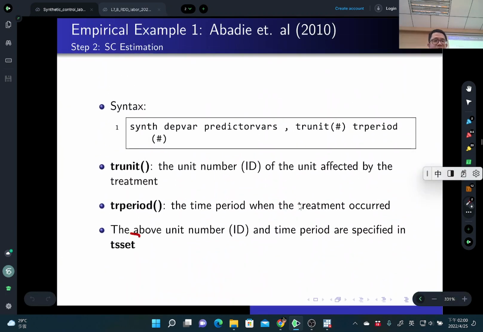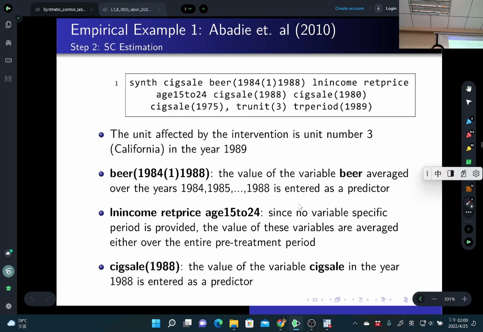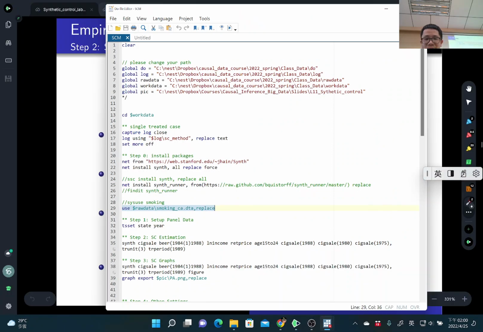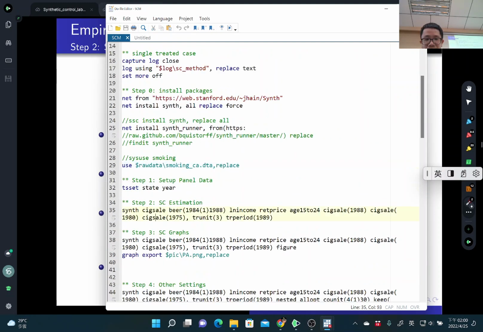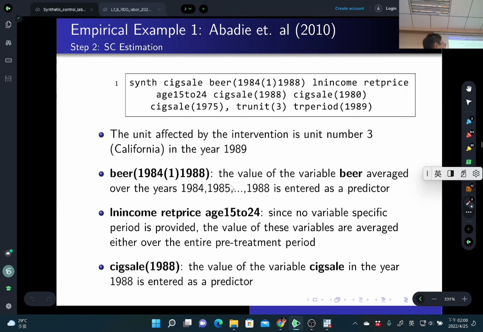That's why you need to use tsset to declare this is panel data. Then Stata will know to use the information in the variable state to identify units, and the variable year for the information on the time period. That is an example you can find in the do file. Basically, your outcome is the cigarette consumption.